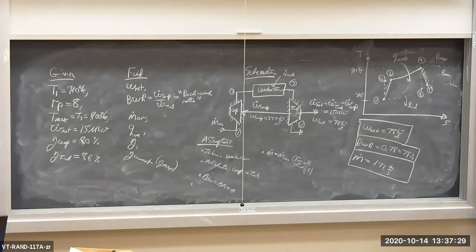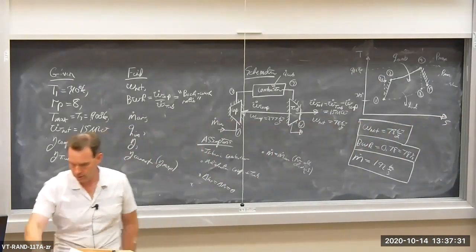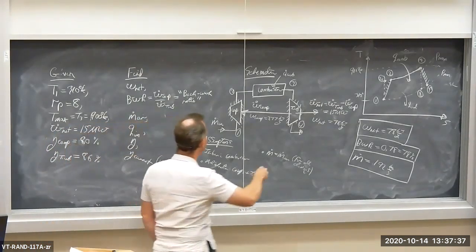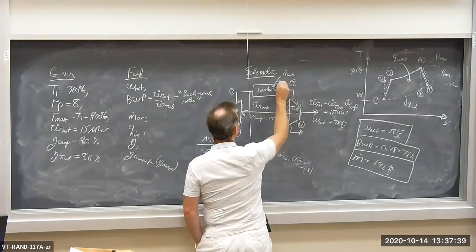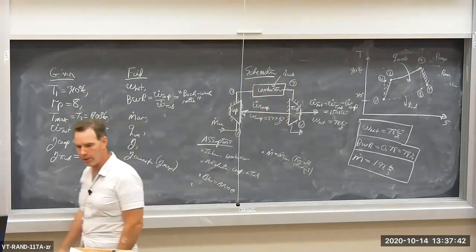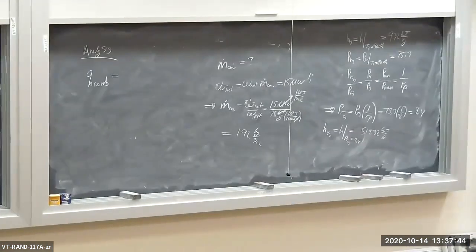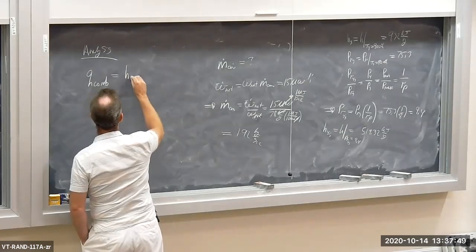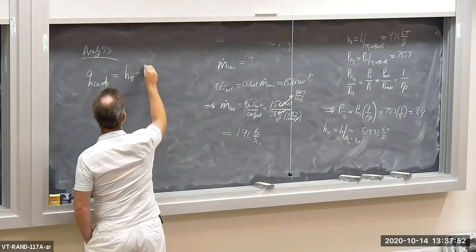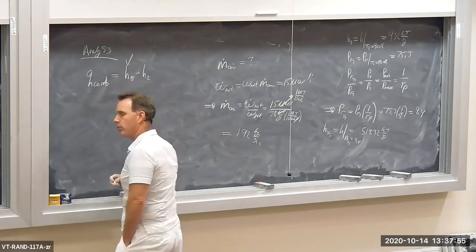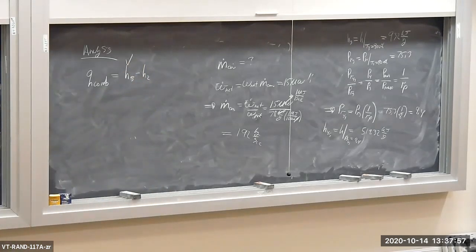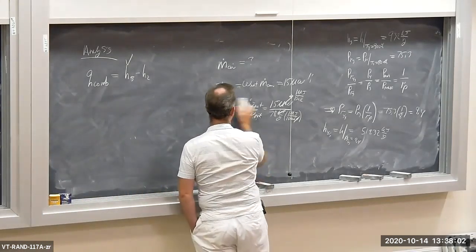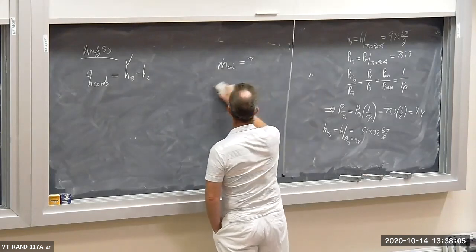If I apply an energy balance to the combustor, with no changes in kinetic and potential energy and no work interactions, I get H3 minus H2. I already have H3, I calculated that previously. I don't have H2. H2 is the compressor exit specific enthalpy.